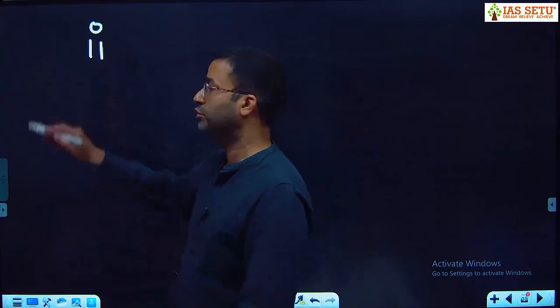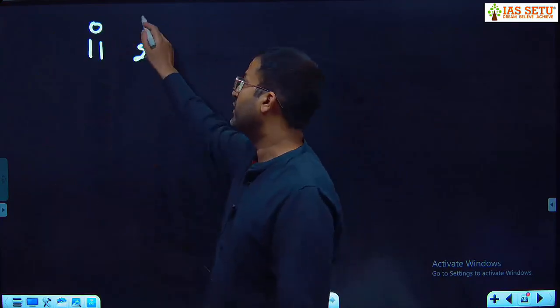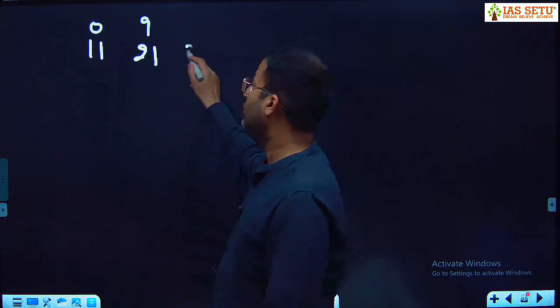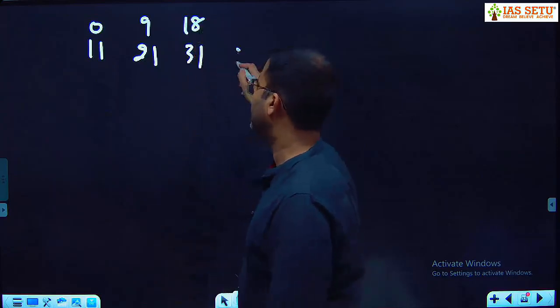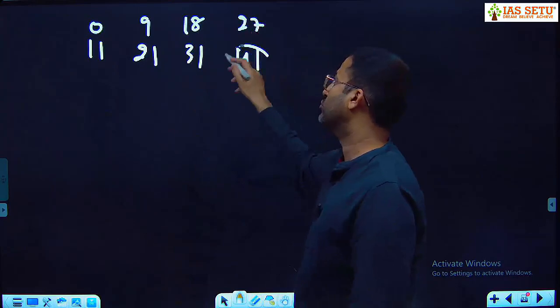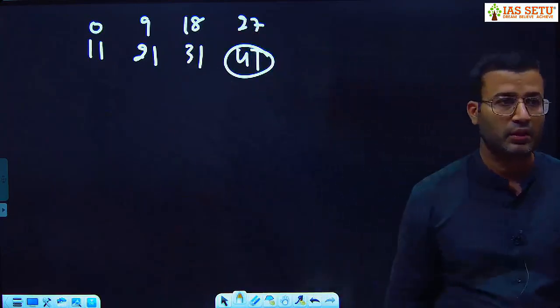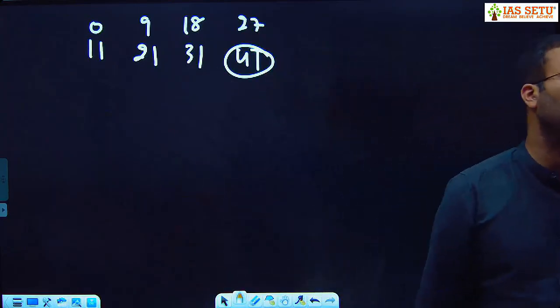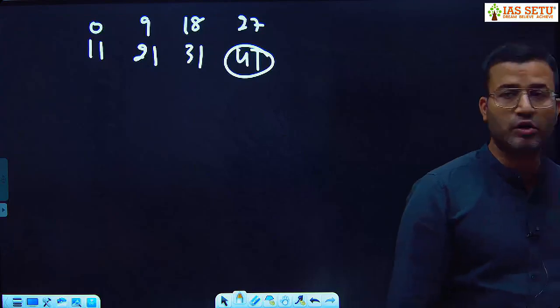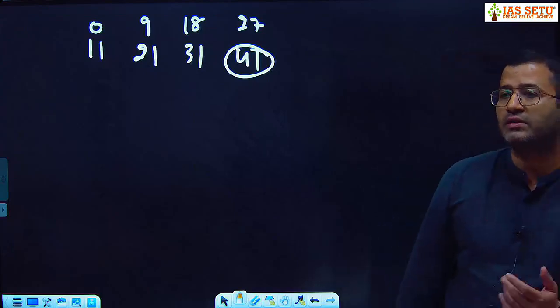When you take 11 and reverse the order, what is your difference? 0. 21 gives a difference of 9. 31 gives a difference of 18. 41 gives a difference of 27. So the first number which will help you is 41. When you reverse the order, we get 14. 41 minus 14, we get 27.